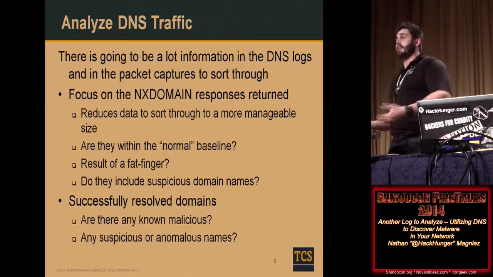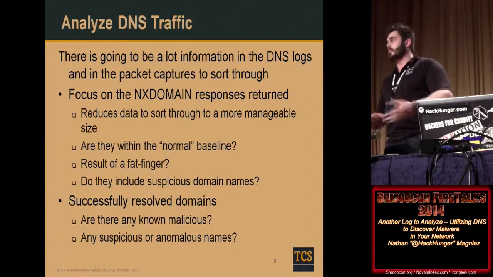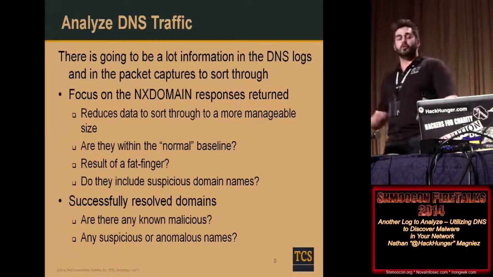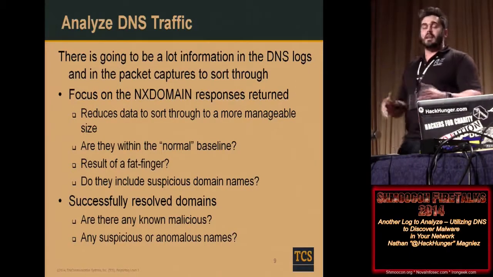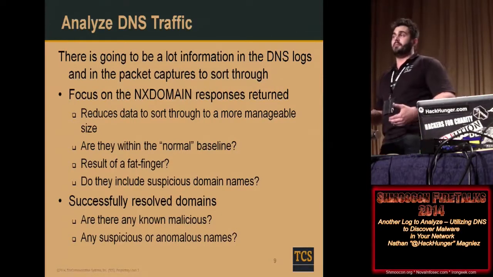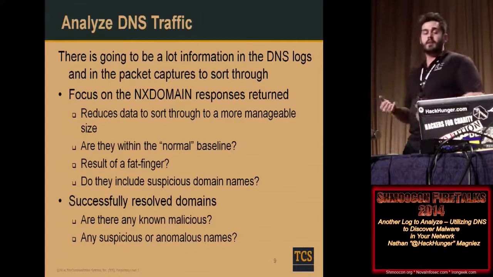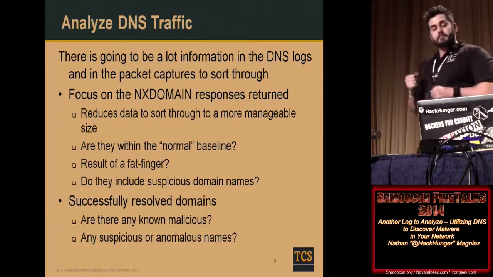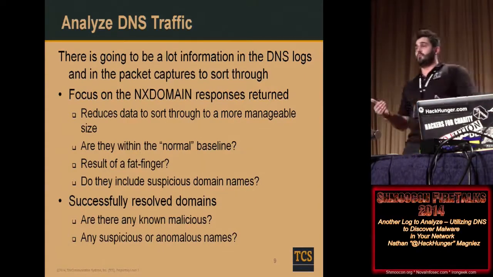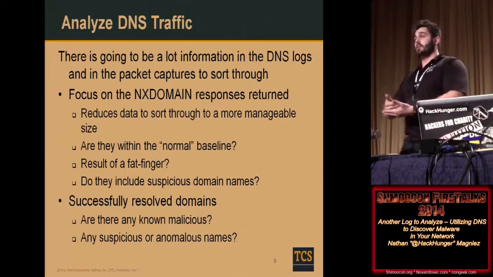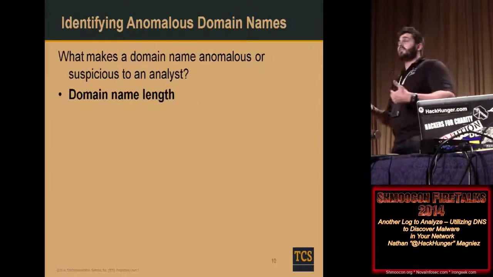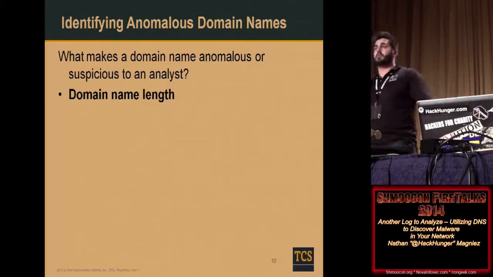Is it a result of a bad finger, like google.com with 3 O's? Okay, that's a common thing maybe, but a string of consonants and letters and numbers together is not particularly normal. So utilize your brain power there to analyze that information. And also, does it include suspicious domain names? We'll talk about what particularly makes something suspicious or anomalous to us. Of the successfully resolved domains, are there any known malicious ones as well? We just talked about where to find known malicious domains, so utilize that resource to compare and contrast. All right, so what makes something anomalous or suspicious to you or your environment?